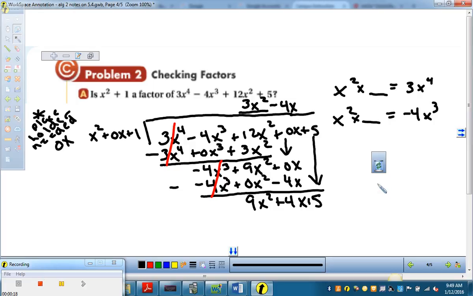All right, last time, x squared times what equals 9x squared? And that makes sense. We're in the one column, so that's plus 9. And we distribute it through. 9 times 1 is 9. 9 times 0x is 0x. And 9 times x squared is 9x squared. Correct?